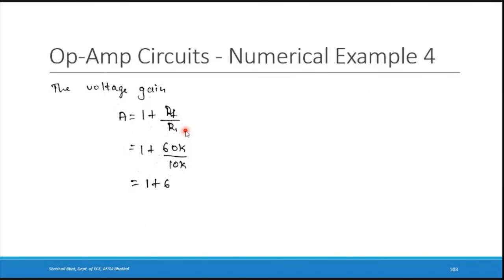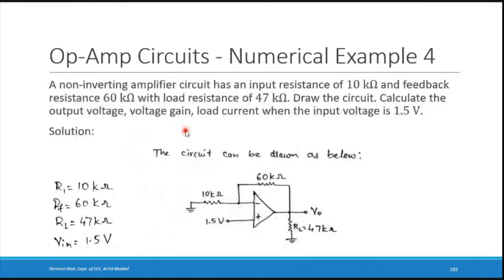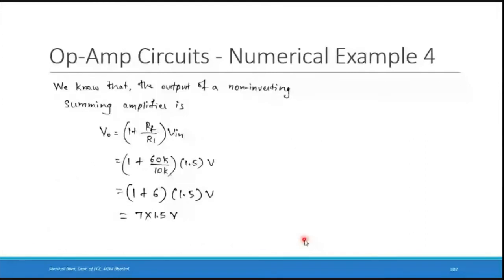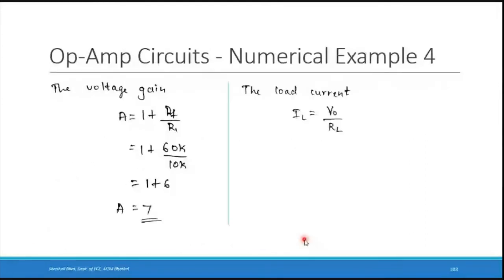One more thing is asked. You are asked to find the load current. Load current is IL, current through this load. Current through this load is equal to voltage divided by resistance. What is the voltage across the load? Output voltage, that is V0. And the resistance is RL. So IL is V0 divided by RL. IL, load current, is equal to V0 divided by RL. V0 is 10.5 you have obtained. RL is given as 47K. So what is the load current? Just calculate and tell.